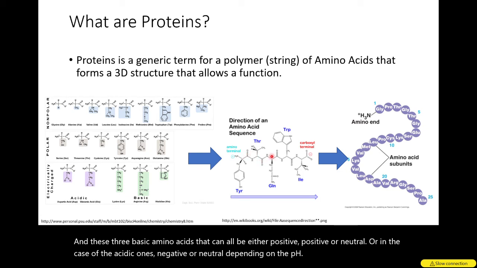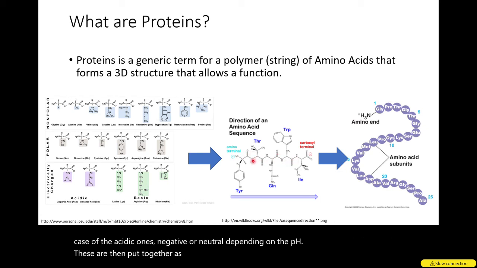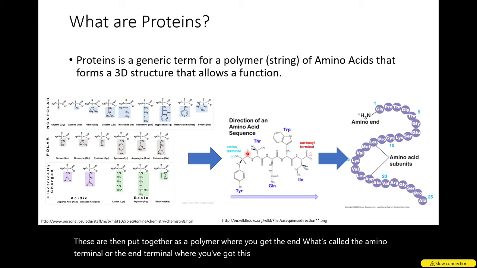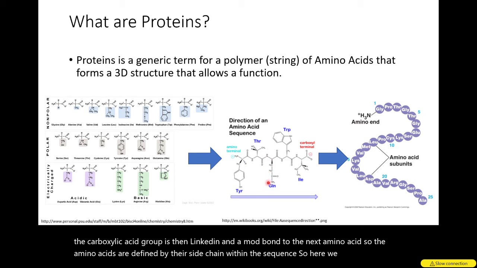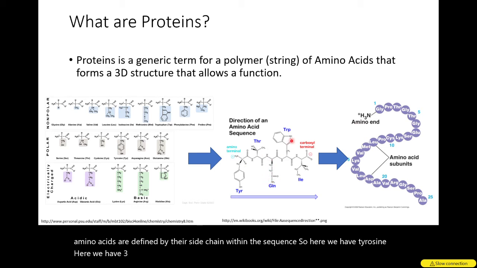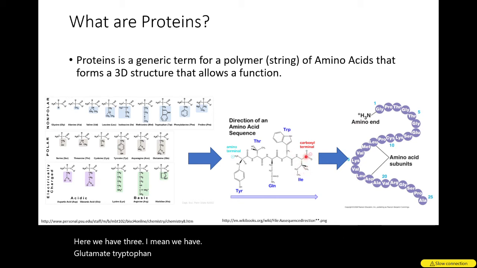These are then put together as a polymer where you get the end, what's called the amino terminal or the N terminal, where you've got this primary amine, and then the C terminal or the carboxylic acid group is then linked in an amide bond to the next amino acid. So the amino acids are defined by their side chain within the sequence. So here we have tyrosine, here we have threonine, we have glutamate, tryptophan, isoleucine, and then the C terminal of the peptide.